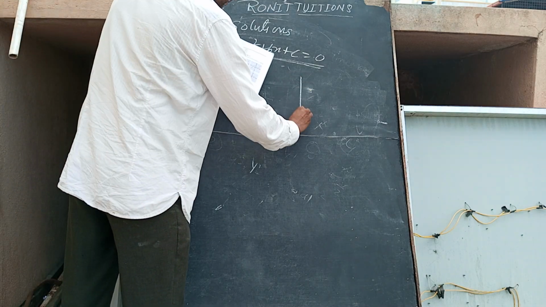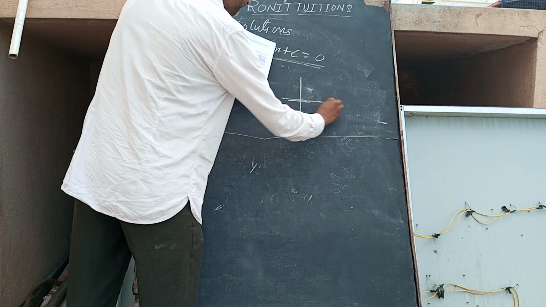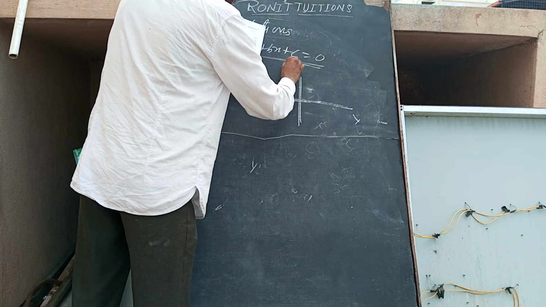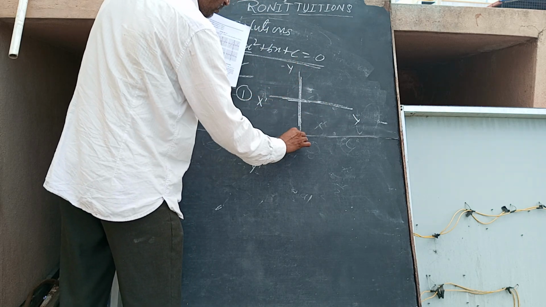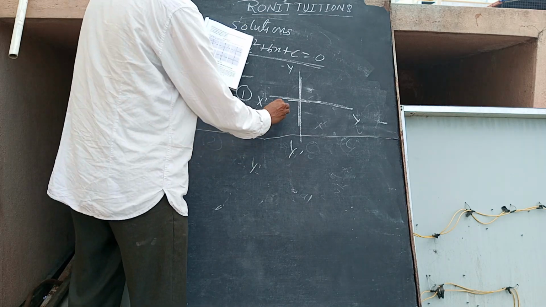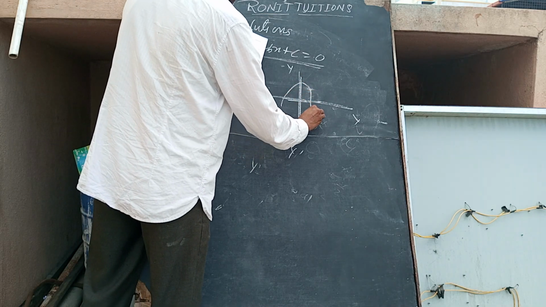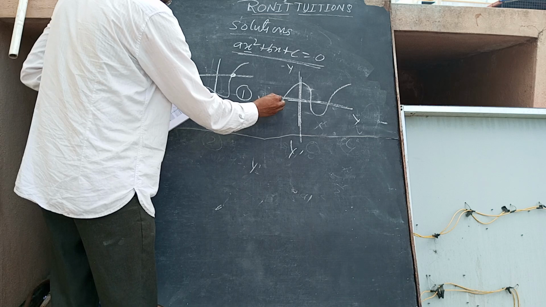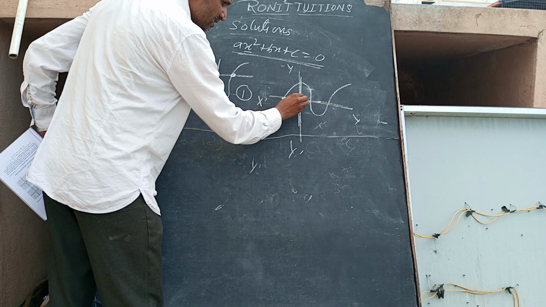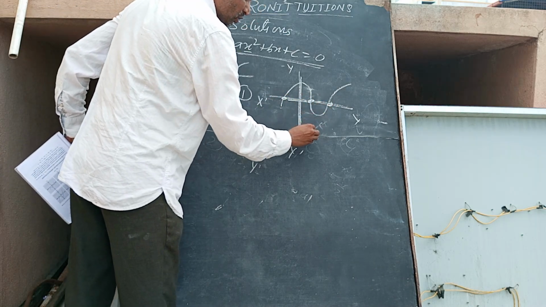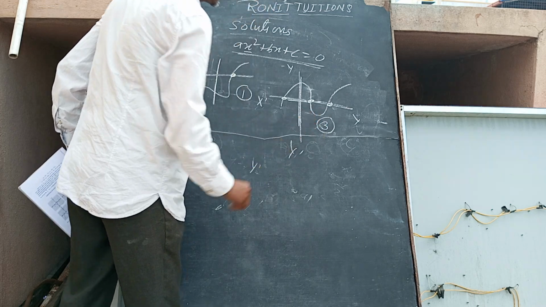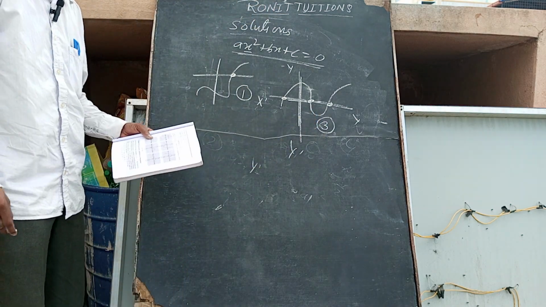Another graph is given like this. This is the x axis, this is the y axis, this is the x dash, this is the y dash axis. The graph is given like this. So how many places does the cut happen on the x axis? 1 place, 2 place, 3 place. So how many zeros are there? 3 zeros are there for this polynomial.